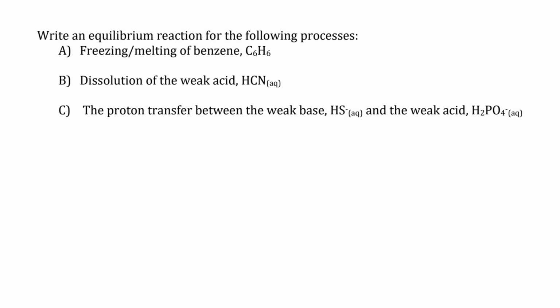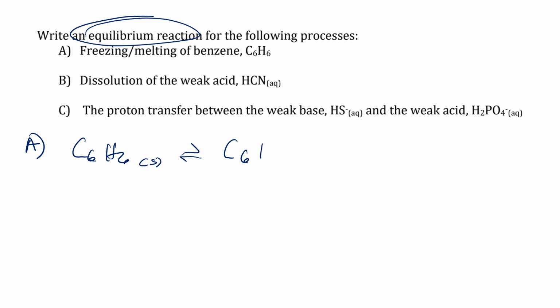Okay. Write an equilibrium reaction for the following processes: the freezing and melting of benzene, the dissolution of the weak acid HCN aqueous, and the proton transfer between the weak base and the weak acid given there. All right, letter A, freezing and melting of benzene. I'm going to use different colors. C6H6: freezing means it has to be solid, and melting means it's liquid. It doesn't matter which one you put on which side. So I'll make this one the reactant side, solid, and then it's an equilibrium reaction, so a double-sided arrow, C6H6, liquid.